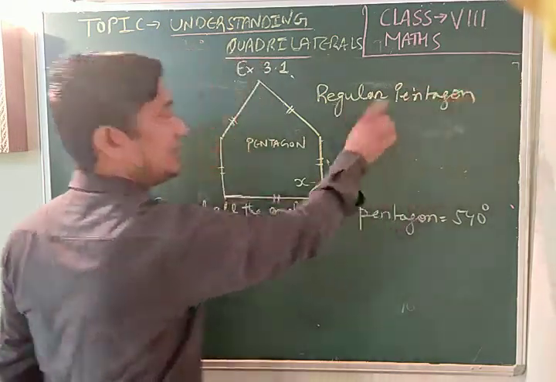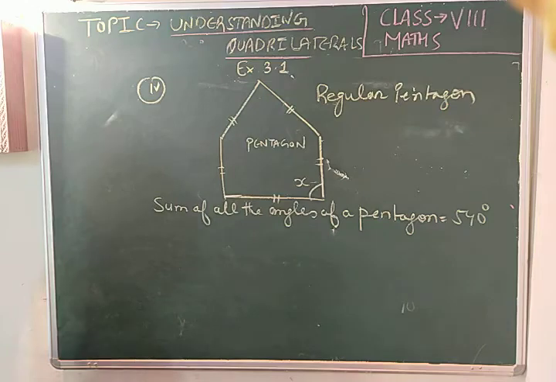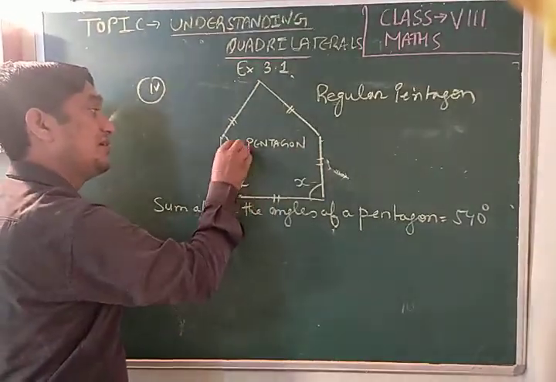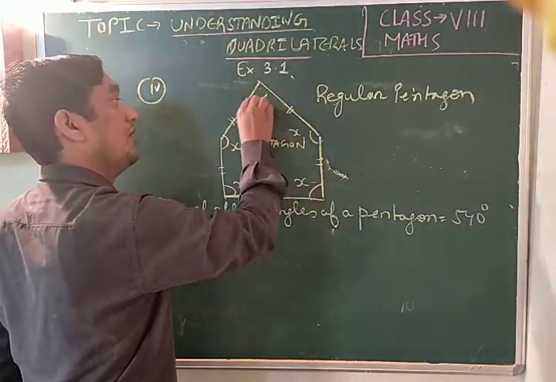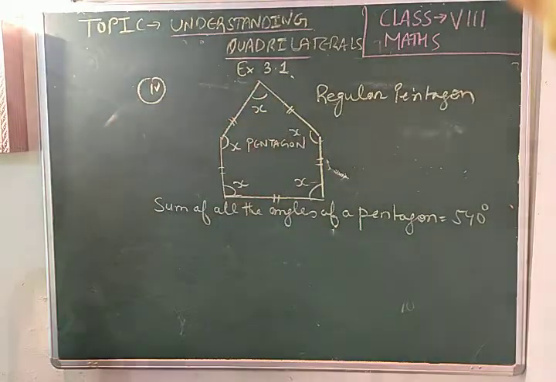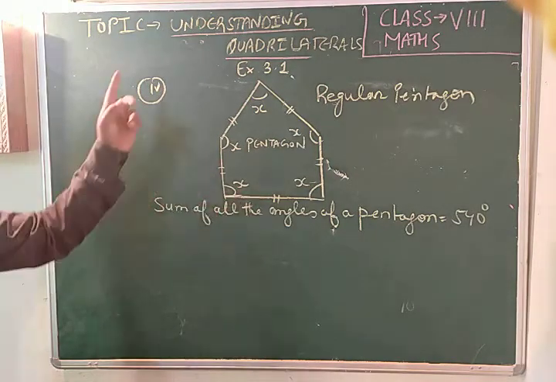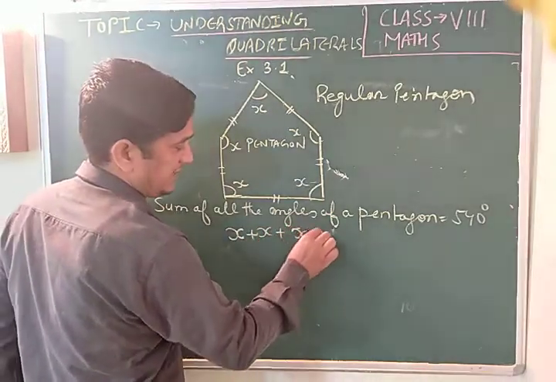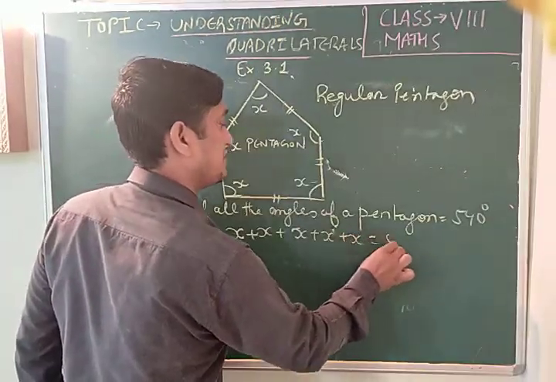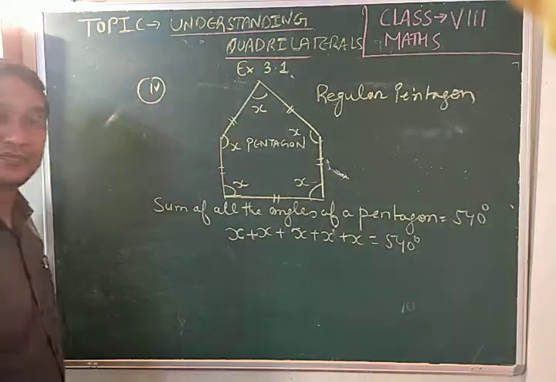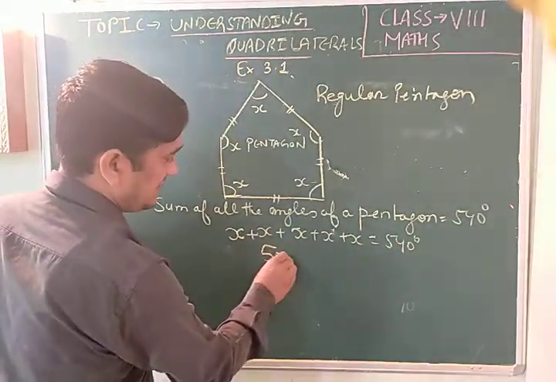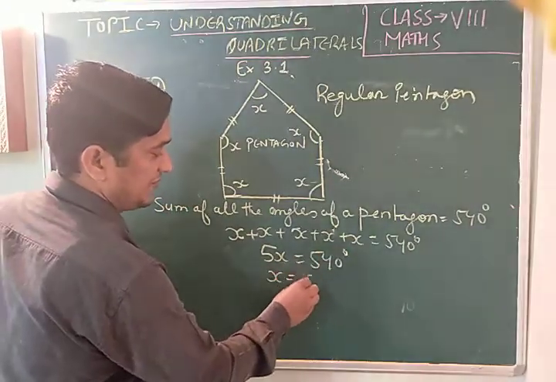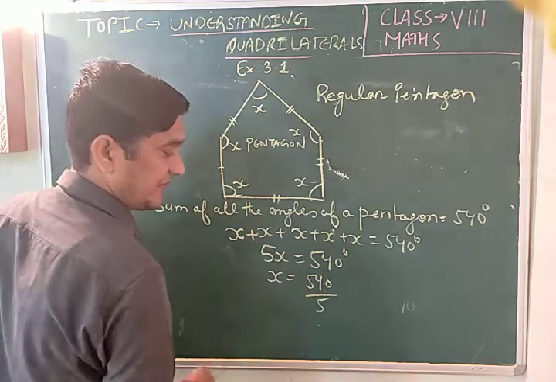And if it is a regular pentagon, or you can say regular polygon, then if all sides are equal, all angles will also be equal. Always remember, if all sides are equal in a regular polygon, then all angles also will be equal. So it becomes x plus x, x plus x, x equals to 540. It becomes now 5x equal to 540.